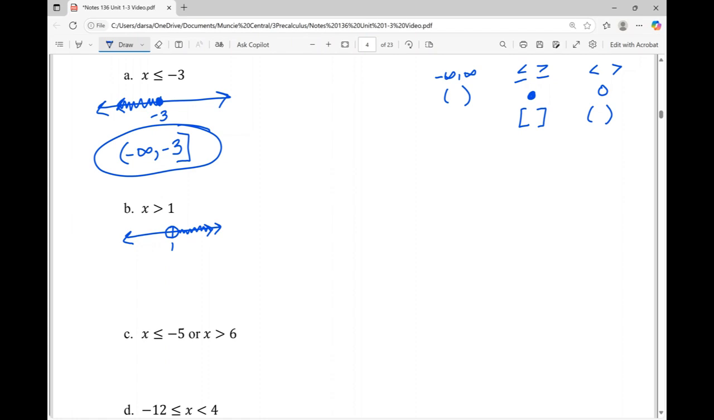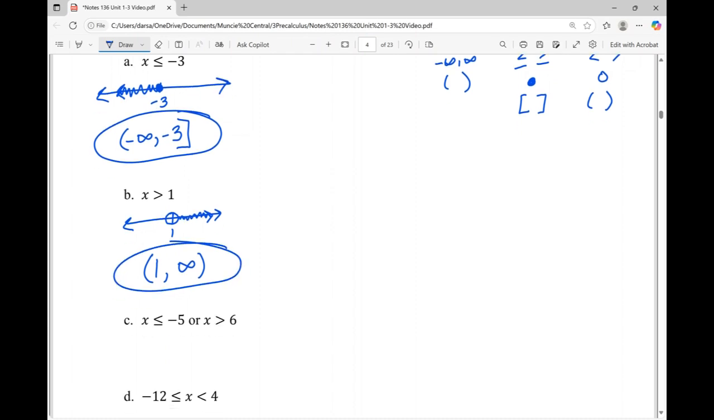Now we always want to write smallest comma biggest. The smallest shaded number, where it ends, is a 1. The biggest shaded number is infinity. Infinity always gets parentheses. And in this case, the 1 has a circle and not an equal to sign, so we use a parenthesis. And there is our answer in interval notation.